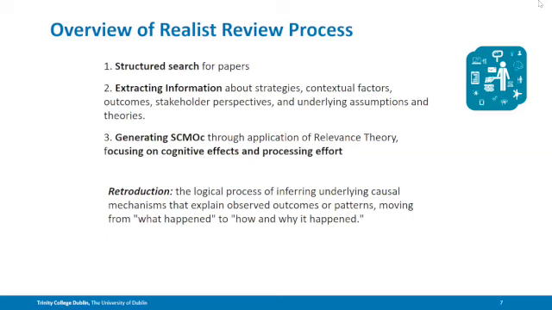Now that I've explained what a realist review is, let's look at how we did it step by step. So this slide will show us the overview of our realist review process. So first, we did a structured search to find papers related to communication support strategies. Then we looked at each paper and extracted the important information, like what strategies were used, the context, what the results were, and what theories were behind them. Next, we used relevance theory to help us think about the effects of each strategy, how easy it was to process, and how much useful information it gives.